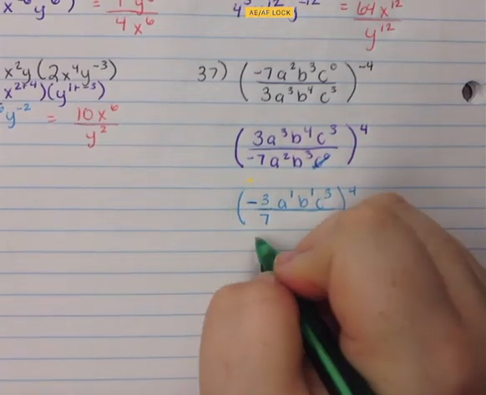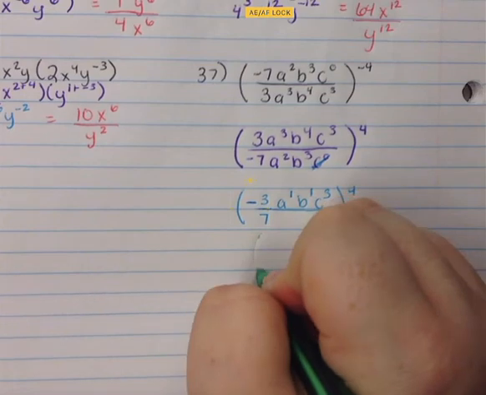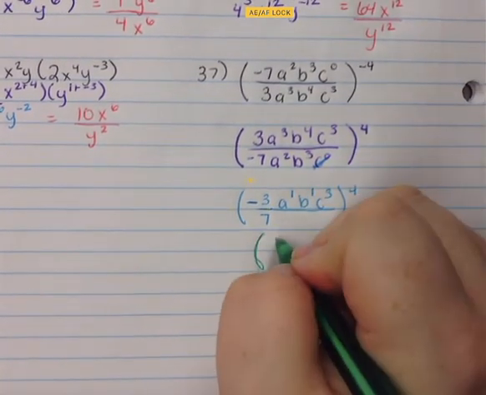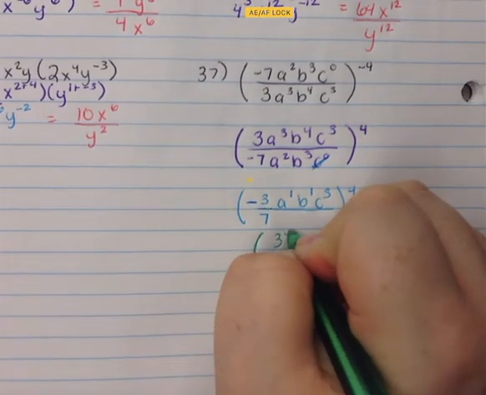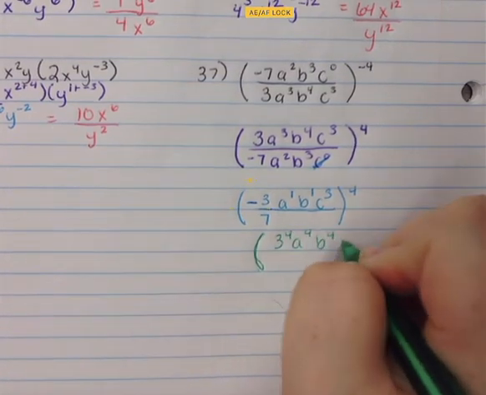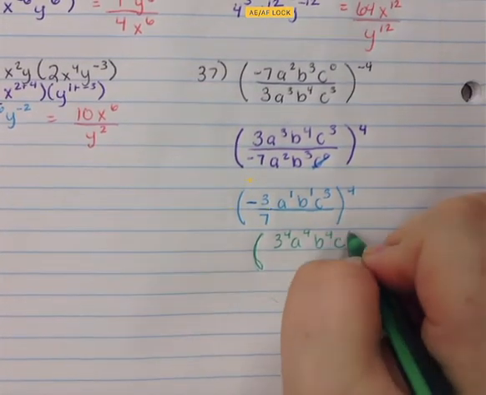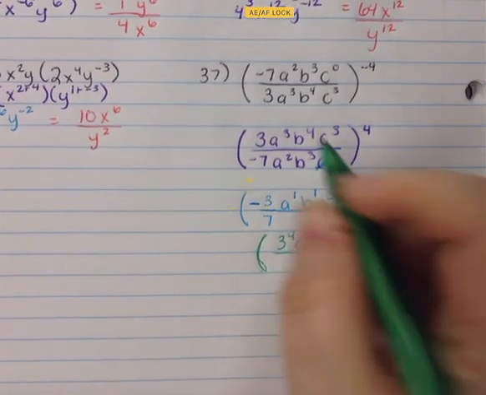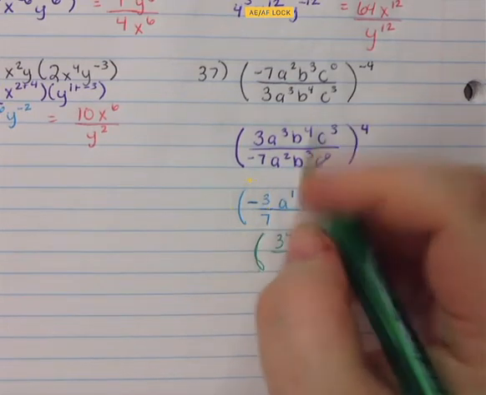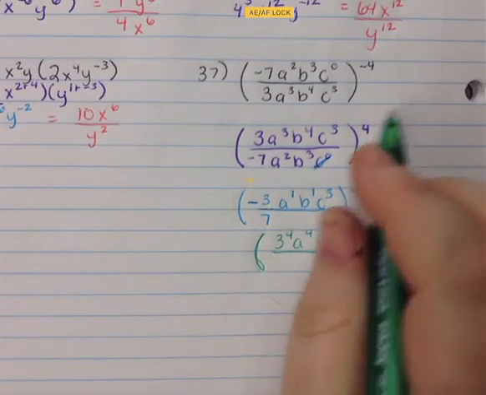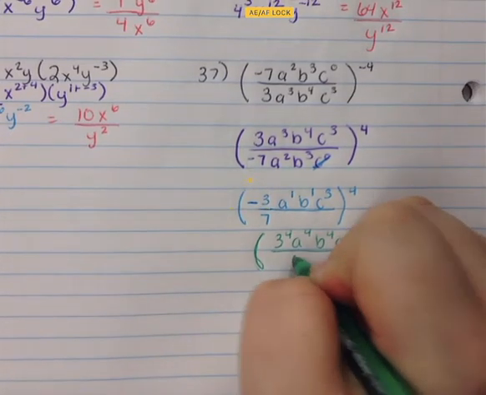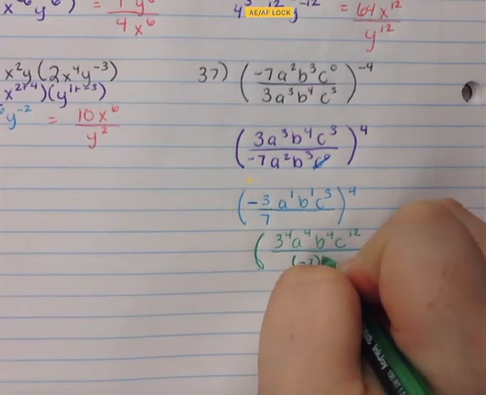So we really have parentheses. We have that 3 raised to the 4th, a raised to the 4th, b raised to the 4th, c raised to the 12th, all over. And again, we had that negative 7. I did put it out in the front, but that negative 7, it was with the 7, so I'm going to put that negative 7 raised to the 4th. However, just as I said earlier, that the negative has to stay with that 7. I'm going to put negative 7 in parentheses, then raise it to the 4th.